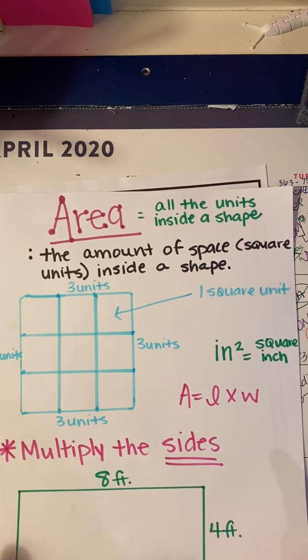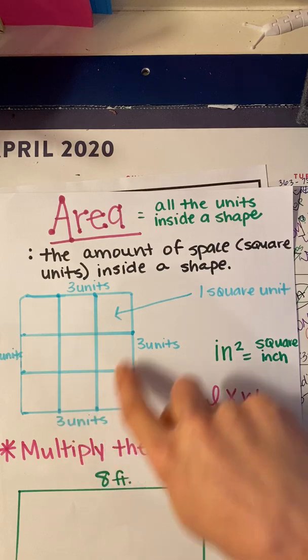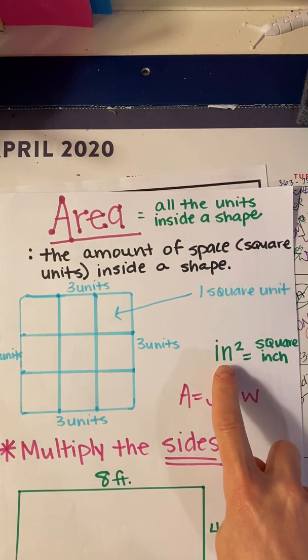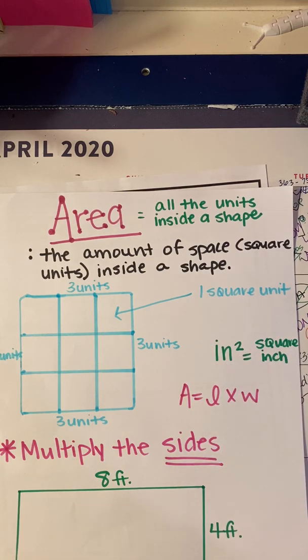All right, so area is the amount of space inside a shape. Or we can say the amount of square units inside of a shape. So it's basically all the units inside a shape, all that distance, all that amount of space inside that shape. And we measure it in square units, or we can say in square inches, or inches squared like you see here. That's really meaning that we're just multiplying our length times our width. We're multiplying 2 types of distances, length and width, to create one distance.